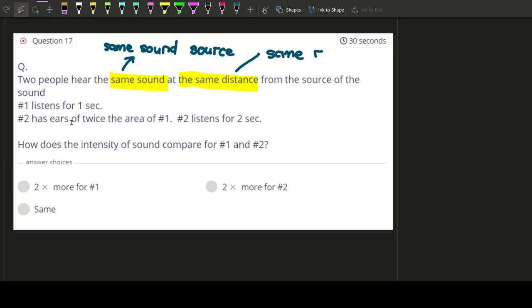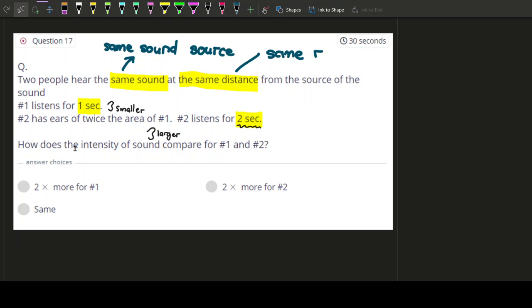Okay, so this person number 1 here listens for 1 second. Whereas person number 2 here, the area is twice the area of person number 1. So you can think of this person here as having a smaller ear, and this person probably has a larger ear. Besides having a larger ear, this second person here also listened for twice the amount of time. Before this, it was 1 second for person number 1. Now it's 2 seconds for person number 2. Okay, so that's the differences. The difference is in area and the amount of time spent listening to the sound.